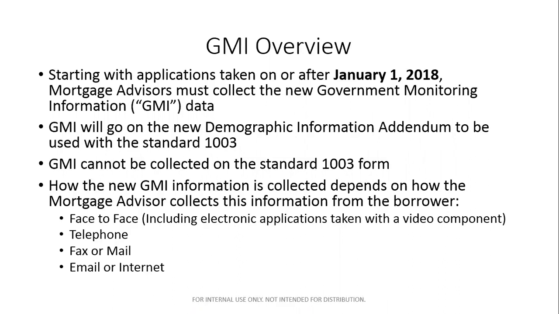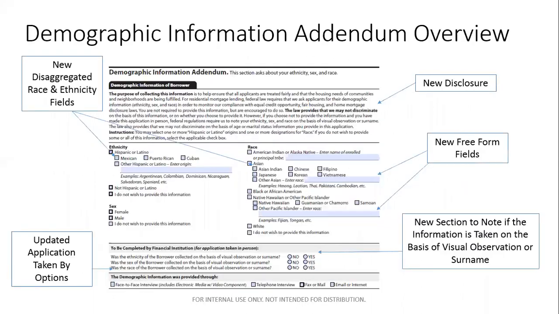This government monitoring information will go in the new demographic information addendum to be used along with the standard 1003. So it will no longer just be the 1003 that gathers this government monitoring information. And how the new government monitoring information is collected will depend completely on how the mortgage advisor collects this information from the borrower, whether that's face-to-face, telephone, fax or mail, or email or internet.